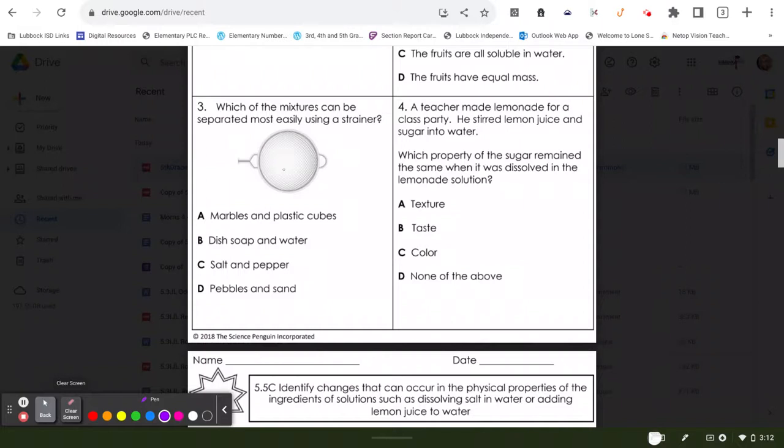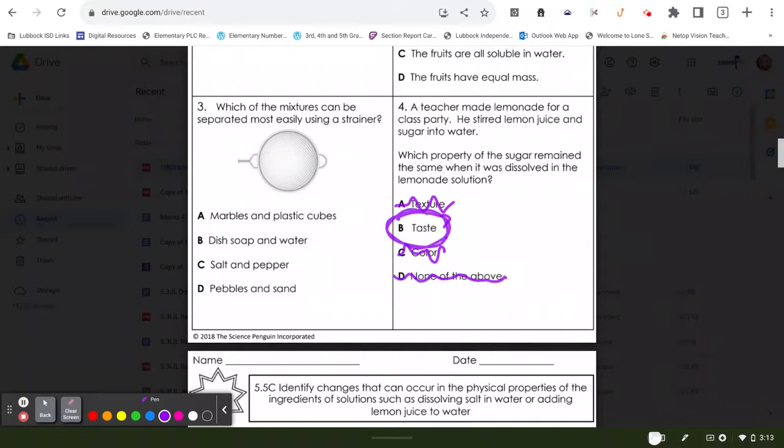So which property of the sugar remained the same? Did the texture of the sugar remain the same? No, it's soluble. It dissolved into the solution, so it was no longer those little crystals. The taste, maybe sugar tastes sweet, lemonade tastes sweet. When the sugar dissolved into the lemonade, it made the solution sweeter. The color, did the sugar stay white? No, it dissolved. And none of the above. Sometimes that's an answer, but not today. The taste stayed the same.